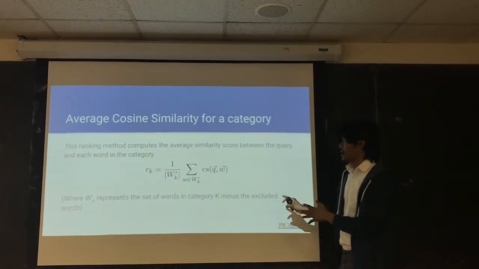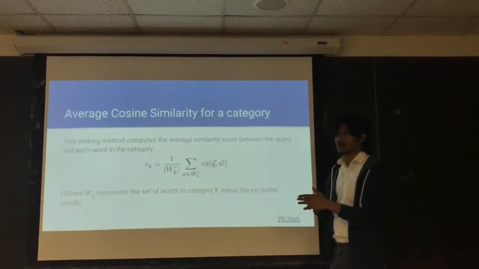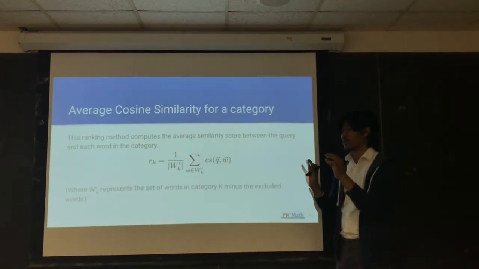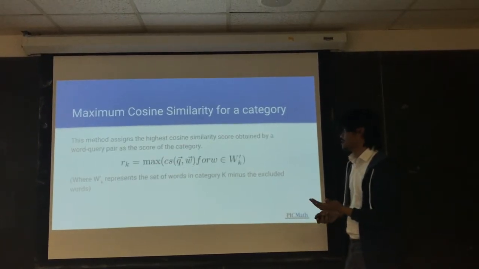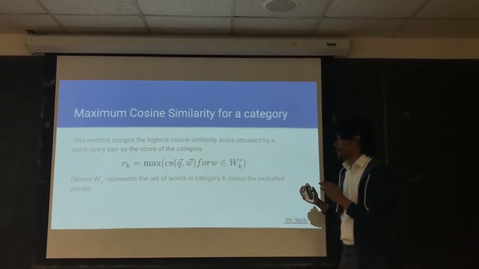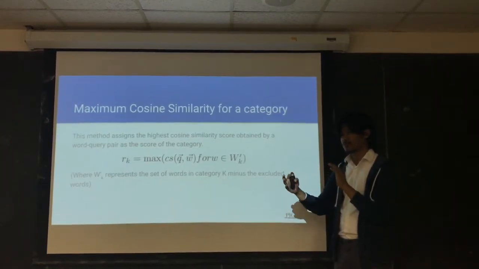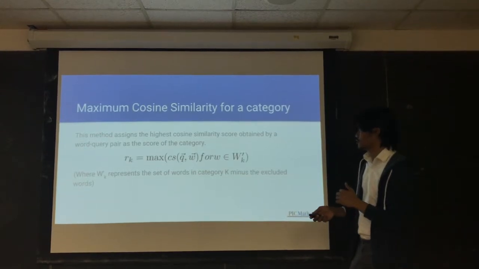So what we are doing is comparing the query word with the words in the category. In the average cosine similarity, we're taking the cosine similarity of the query word with each word of the category, and we're taking the average. While in the maximum cosine similarity, we are just taking the best score out of those words in the category.